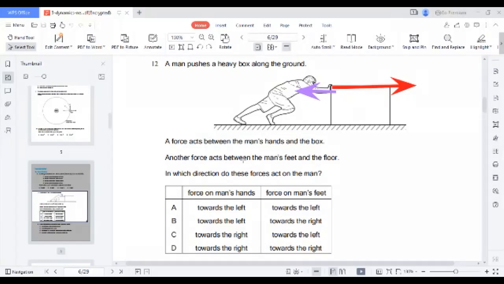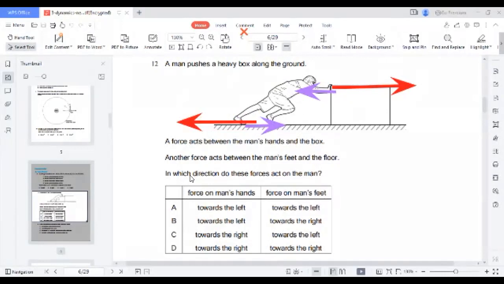Another force acts between the man's feet and floor. Like you can see, the man is actually applying force in this direction, and there would be a reaction force that would be like this. So red ones are action forces and the purple ones are reaction forces.